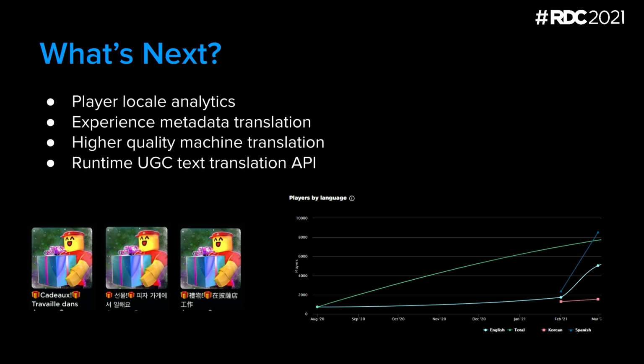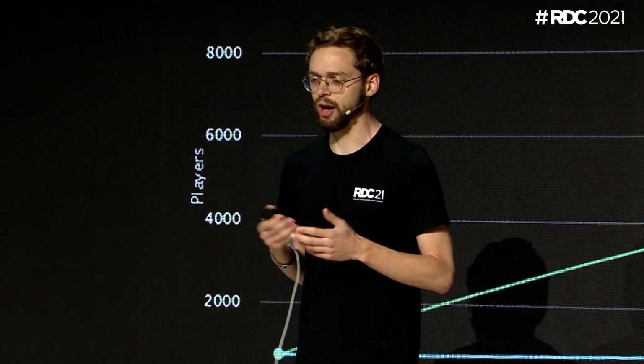There are some other things that we're looking at. The automatic translation of your metadata, so title, description, even the icon if it has text in it, is going to be really critical for letting your players know that your experience works for them. So that's another piece where we want to make it as easy as possible for you to have this happen automatically. We've talked about higher quality machine translation. This is something the team is constantly working on, and we have dedicated resources around.